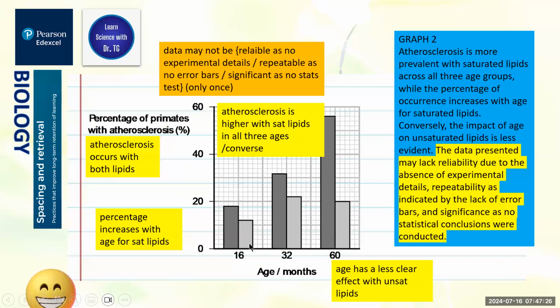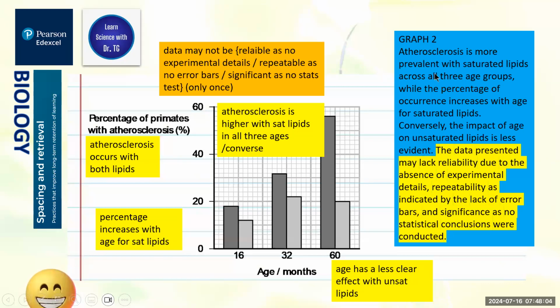So now you can see this graph, and this graph. Here, comparing 32 and 60, can you see the 60, the percentage decrease? So here percentage decrease, here increase, then decrease. So rather than saying increase and decrease, we say less clear effect with unsaturated lipid. Then the statistical part: data may not be reliable as no experimental details, repeatability, error bars, significance, nothing.